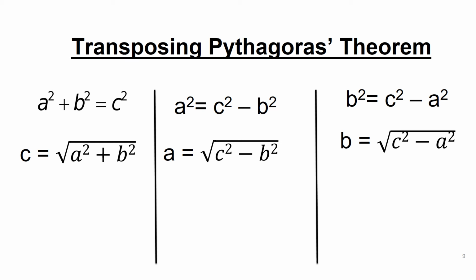So if we're talking about the hypotenuse, which is represented by c, and we're trying to find the length of the hypotenuse, then the formula can be rearranged as c is equal to the square root of a squared plus b squared. If we're talking about one of the other 2 sides labeled a, then a is equal to the square root of c squared minus b squared. If we're talking about the other side labeled b, then b is equal to the square root of c squared minus a squared.